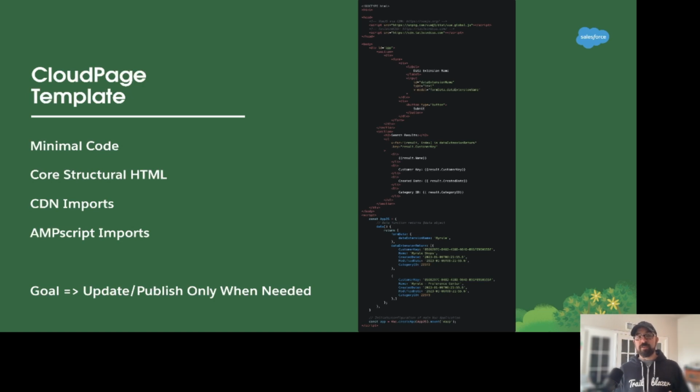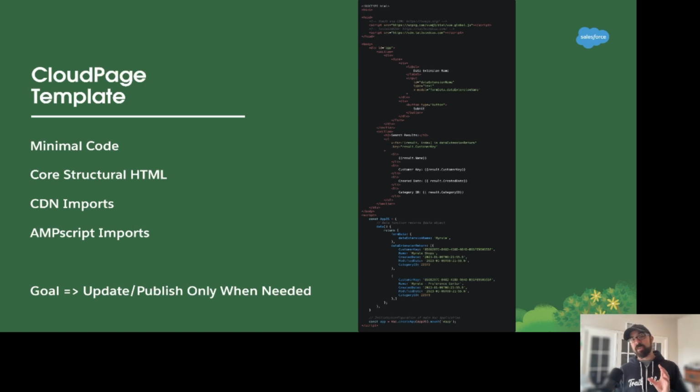So this is the CloudPage template, and my take on what goes on the actual cloud page should be minimal. You have your code structure, you have all the imports that are responsible for your Vue.js, your CSS framework if you decide to use one, any other kind of packages you want to bring in. So that's where those things go. And then you have your AMP script imports, which will bring in your HTML and your JavaScript. So again, the goal of this for me is to only touch, update, and publish when absolutely necessary.